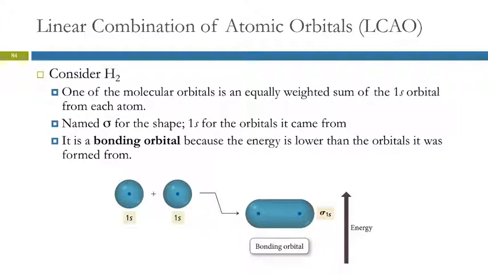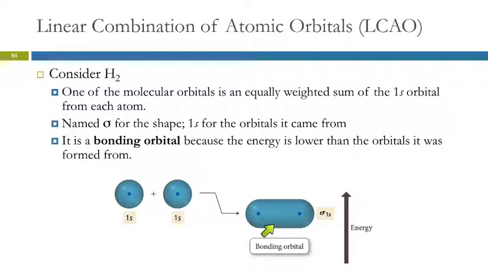So let's look at hydrogen. We're talking about a molecule of hydrogen, so it's two hydrogen atoms. One of the molecular orbitals is going to be an equally weighted sum of the 1s orbital from each atom. So if we add these together, we get something that looks like this. This has the name sigma because of its shape. If you looked from end to end, it would be symmetrical, a circle.